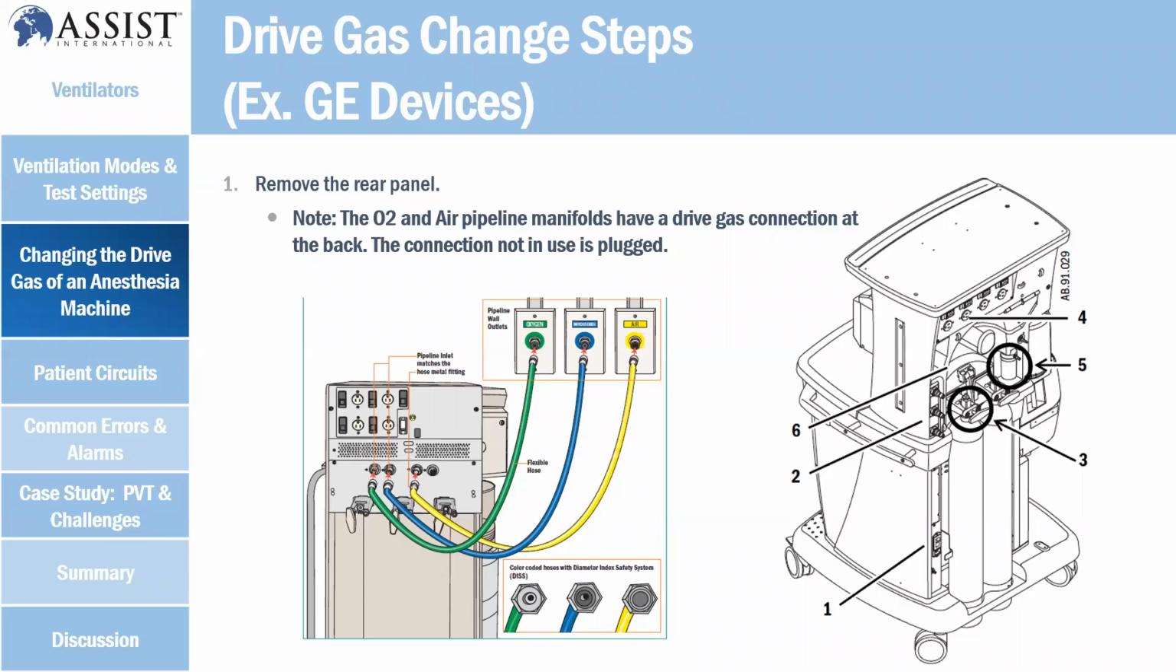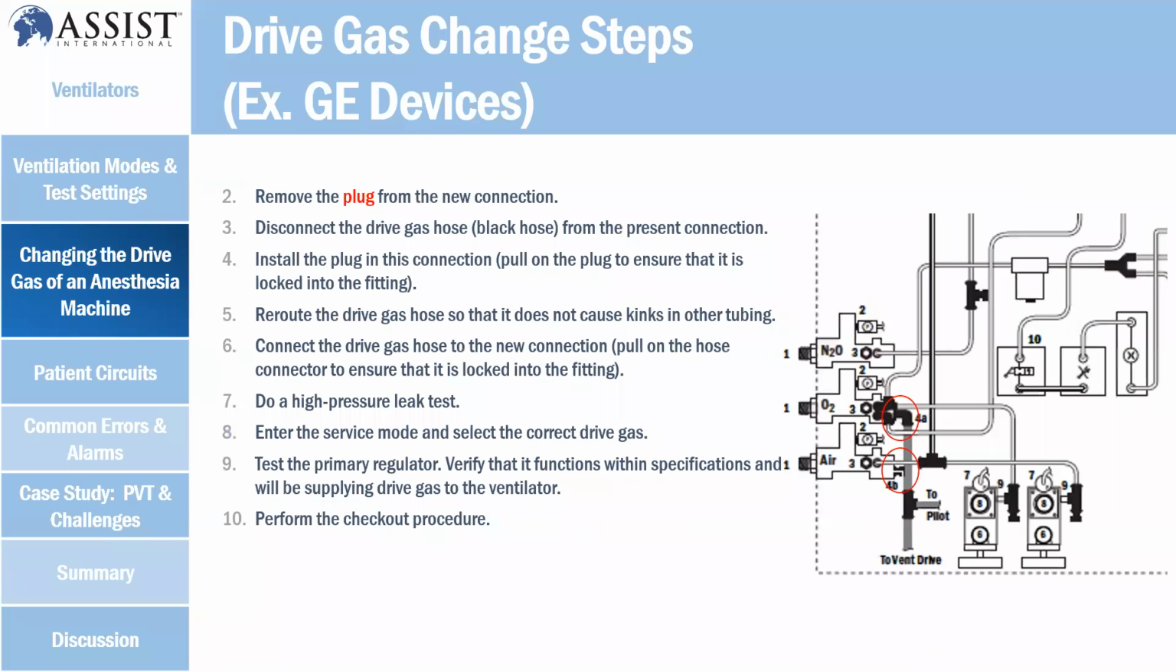You can see the O2 line connection, and disconnect the driving gas hose, the black hose, from the present connection. Install the plug in the connection and pull on the plug. Ensure that it locks into the fitting. Then reroute the driving gas hose and make sure it's not kinked. Do the connection properly and connect the driving hose to the new connection. Pull on the hose connection. Ensure it locks into the fitting. So make sure you fit all that. Then you do the high pressure leak test.